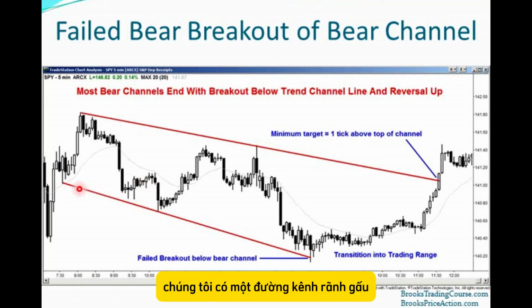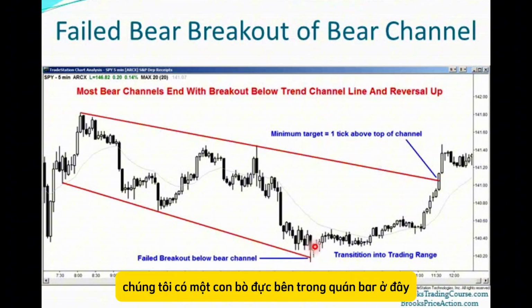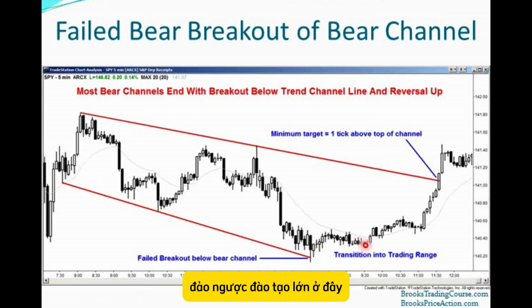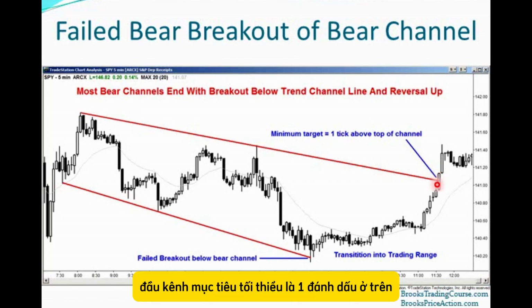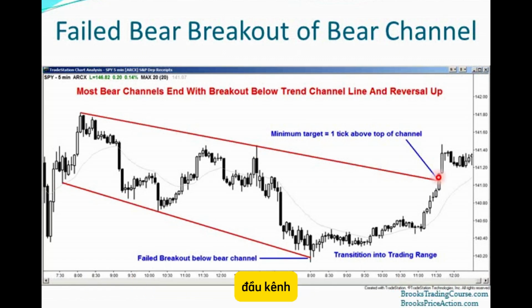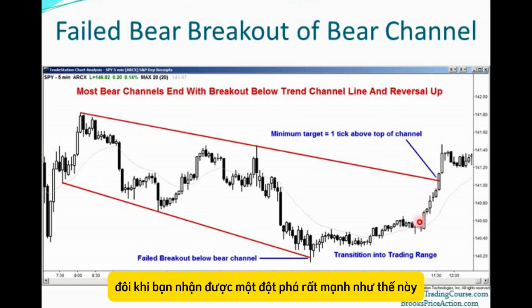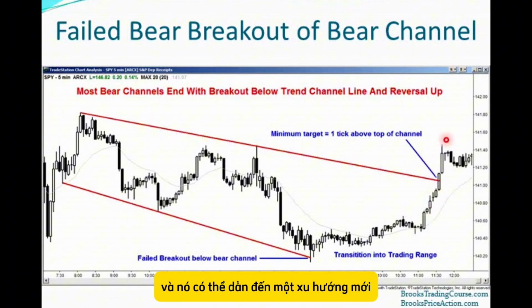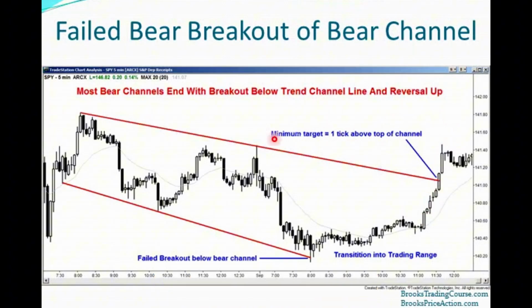Here's another example. We have a bear trend channel line, and the market broke below the bottom of the line, a tail, so failed breakout. We have a bull inside bar here, possible buy setup, actually a possible higher low major trend reversal here, and we ultimately went up and tested the top of the channel. The minimum target is 1 tick above the top of the channel. Sometimes you get a very strong breakout like this, and it can result in a new trend.